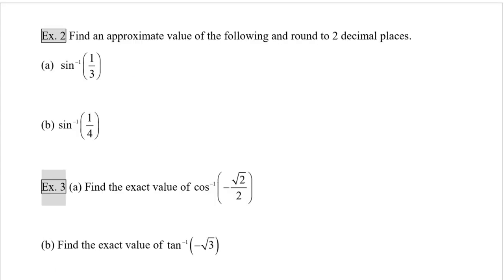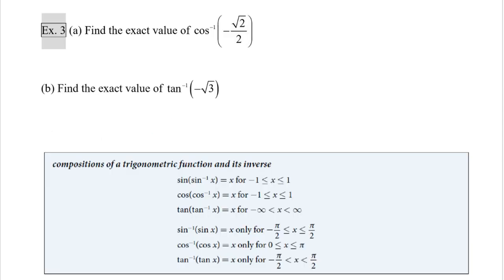Example 2, find an approximate value of the following and round to 2 decimal places. Because it says to round, they are expecting us to use our calculators, and all we have to do for inverse sine is hit the second sine button, 1 divided by 3, and our answer is approximately 0.34 radians. I probably should have mentioned that you need to put your calculator into radians before we start. Part B, the inverse sine of 1/4. And this is approximately equal to 0.25 radians.